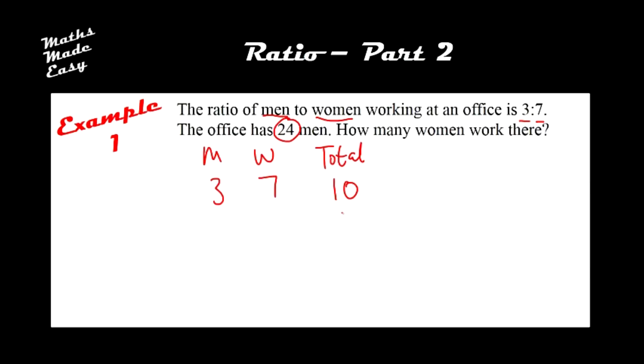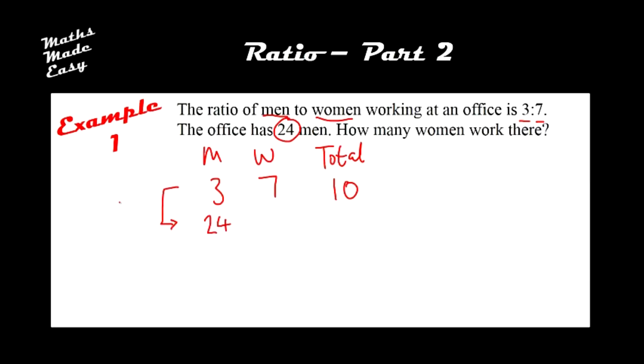In ratio part 1 video, all of the answers went in here, and this time that's not going to be the case because that isn't the total number of people. So this time it represents men, so it goes underneath the 3 here. And the rest of the process continues as before.